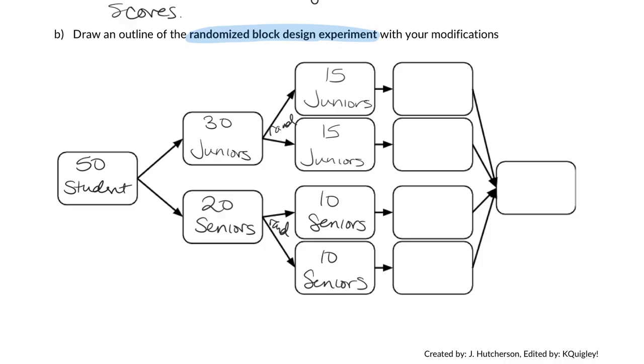Notice that at this point, this is where we have to employ the random assignment. Always has to have random assignment. We can block them first, but then there still has to be a random assignment. From here, then we can apply our treatment of either online class or in-person class.